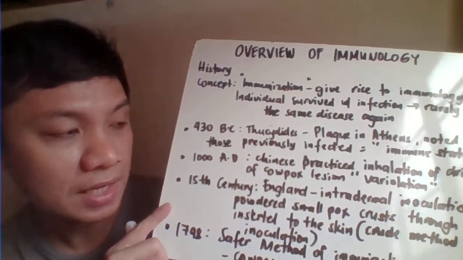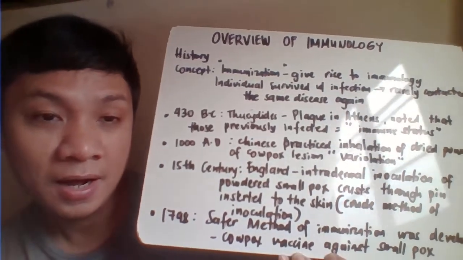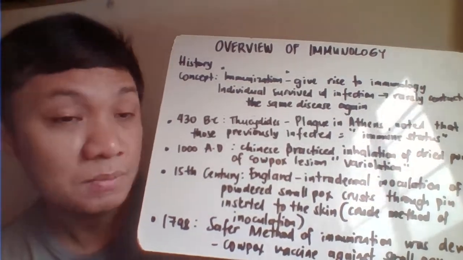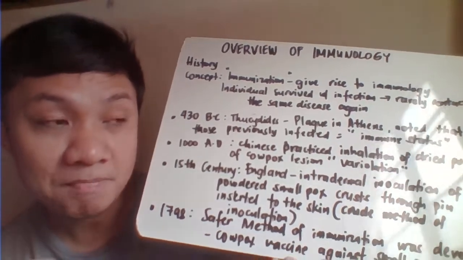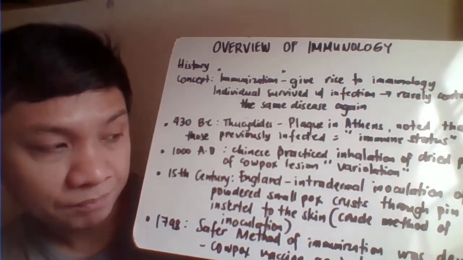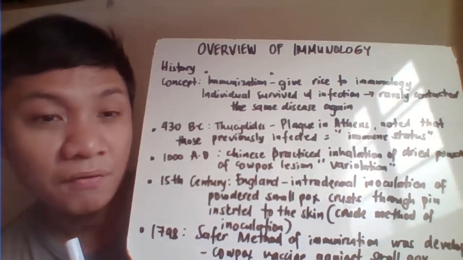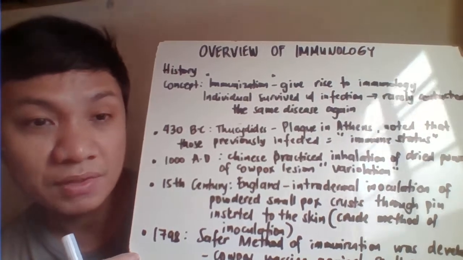However, in the 15th century in England, they developed another method of exposing themselves, not by inhalation, but by direct inoculation of the pathogen inside the body. And of course, again, there's a higher chance of developing a disease because of this one.